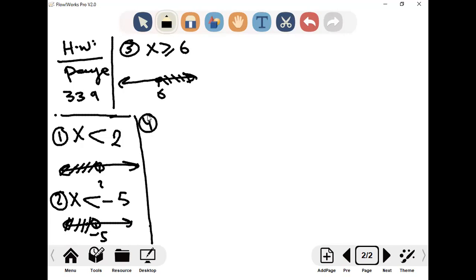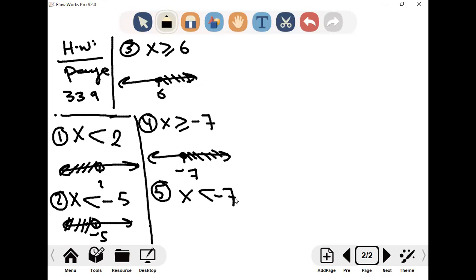Question 4, x more than or equal negative 7. This is negative 7, closed circle to the right also. Question 5, x less than negative 7, right? This is negative 7. Wait, Ahmed, open circle, and this is down to the left, right?